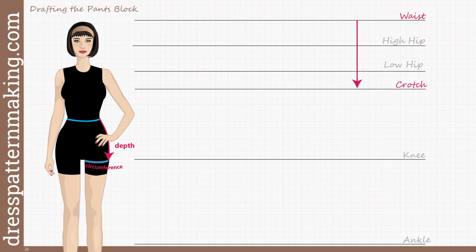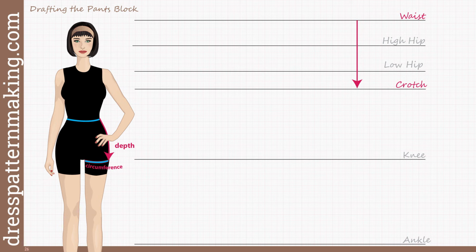Now your crotch depth and upper thigh circumference. Tie a piece of elastic around your upper thigh right up at crotch level. Make sure the elastic is parallel to the floor when you look at it from the front and the side. Measure down from your waist, down the side, not the front or the back, from your waist to the elastic.